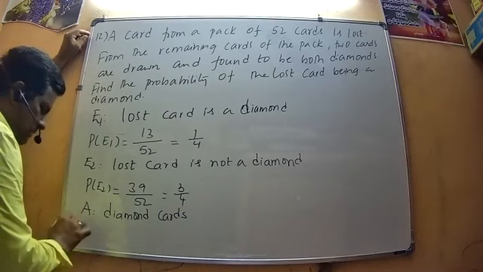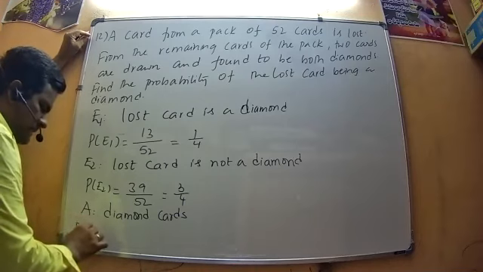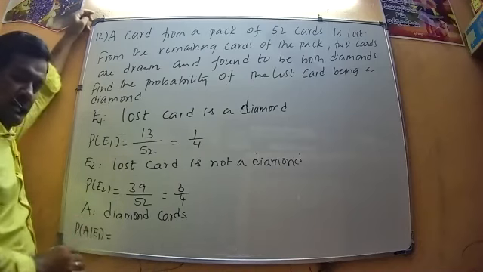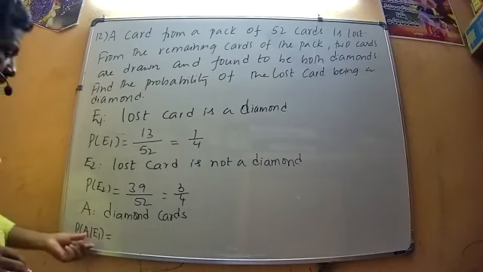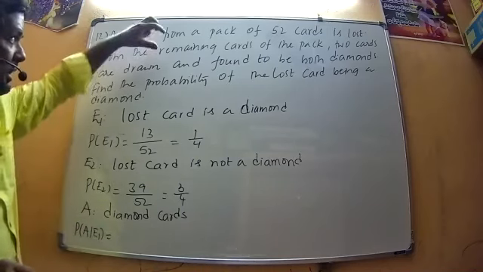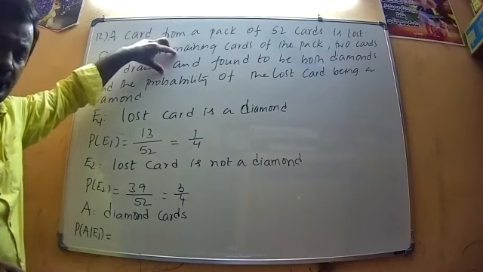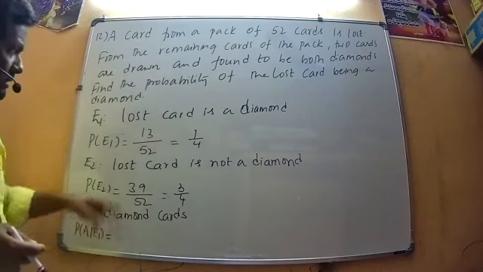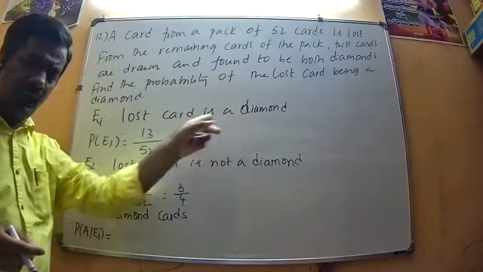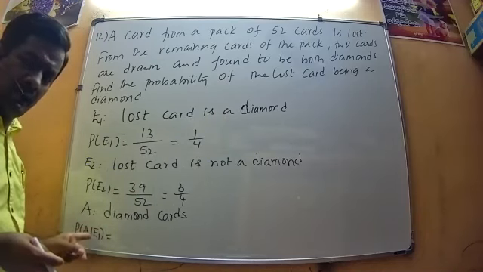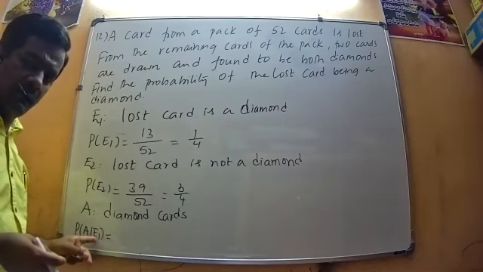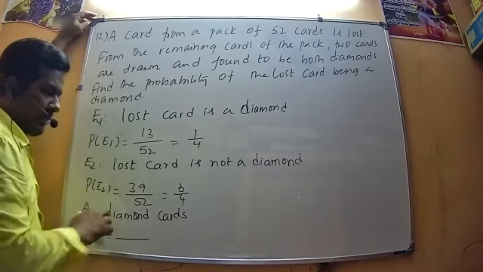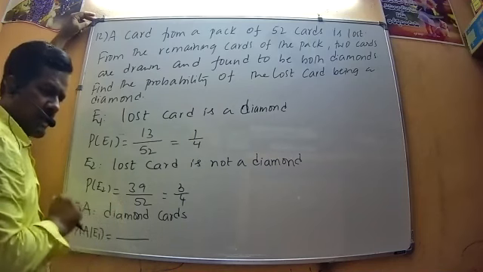In this, let us try to find P of A given E1, which we are going to substitute in P of A. What is P of A given E1? Notice, P of A given E1 is the probability of drawing two diamond cards, where the lost card is a diamond. So, how many cards are there in total? 51, because one card is lost, so 51 cards will be left.